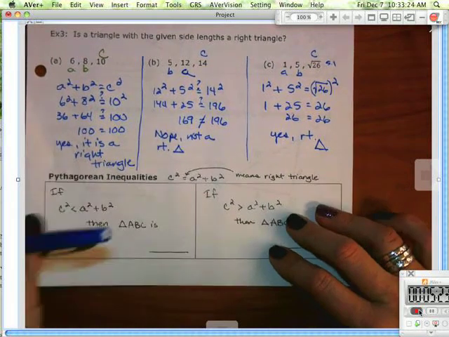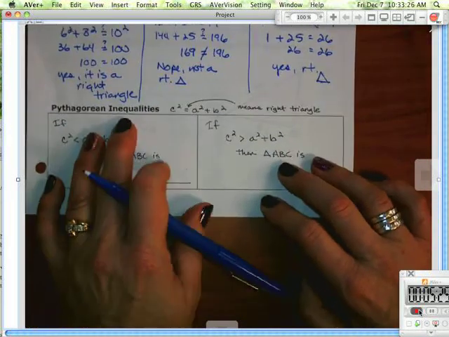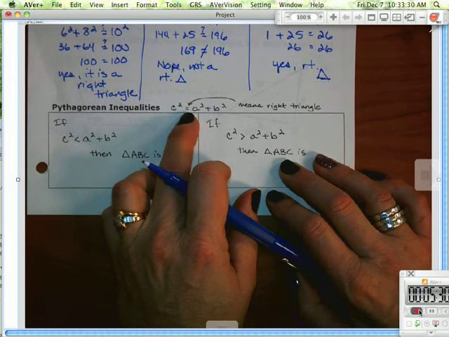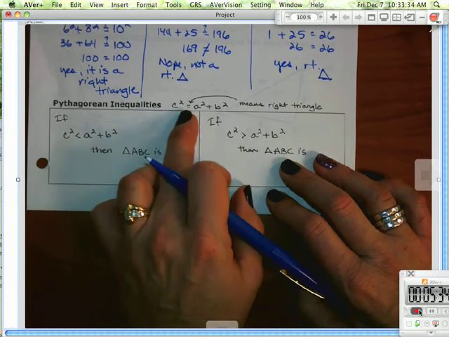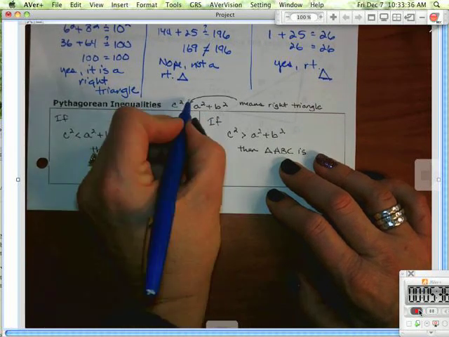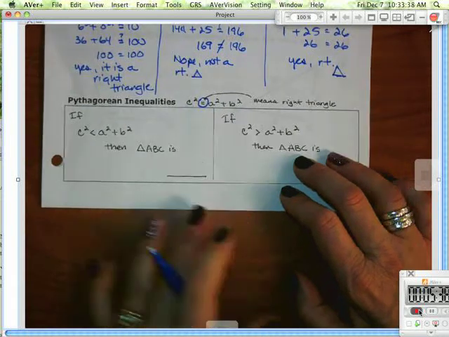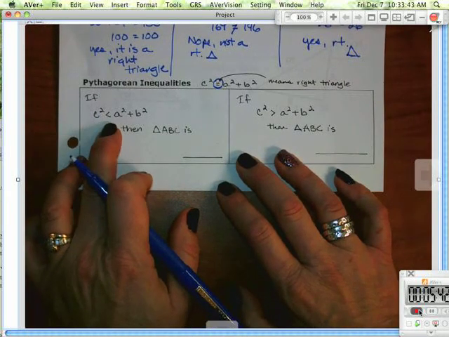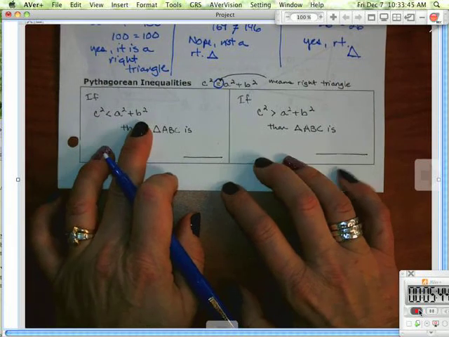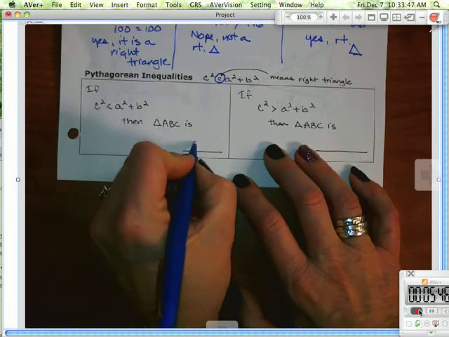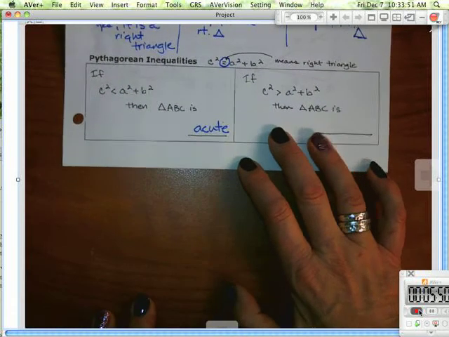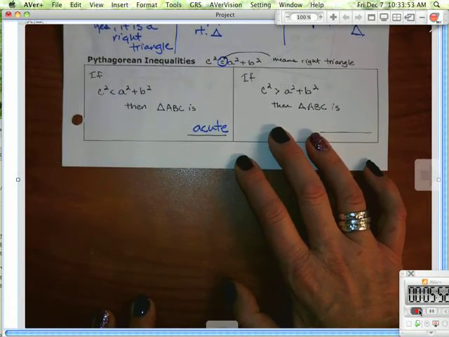All right, so inequalities, it means we're not going to have equals anymore. If we have a less than or a greater than, it tells us that it's a different kind of triangle. We have a right triangle if it's equal. If we have c squared ending up being less than a squared plus b squared, the triangle is acute. What does acute mean? All the angles are less than 90 degrees, okay?